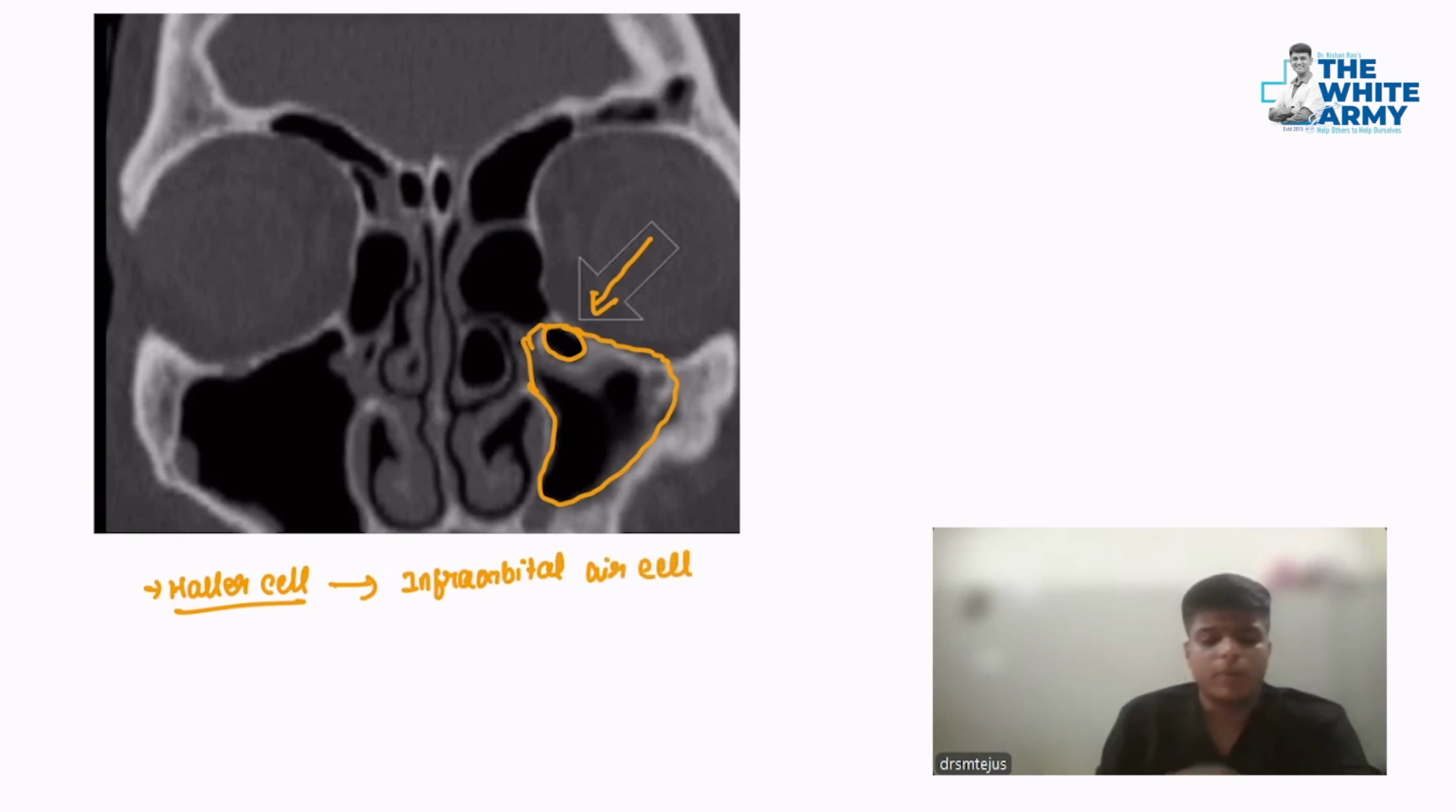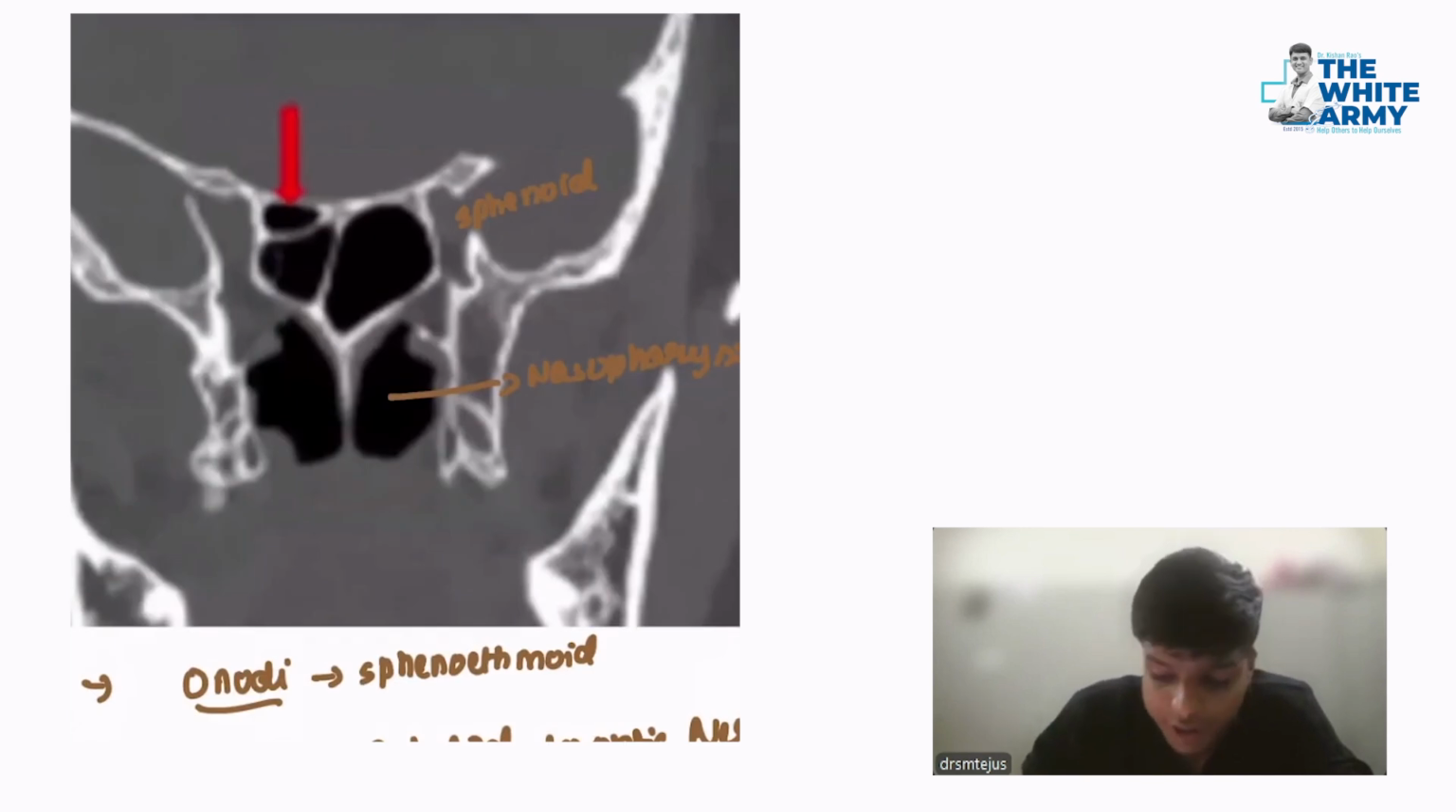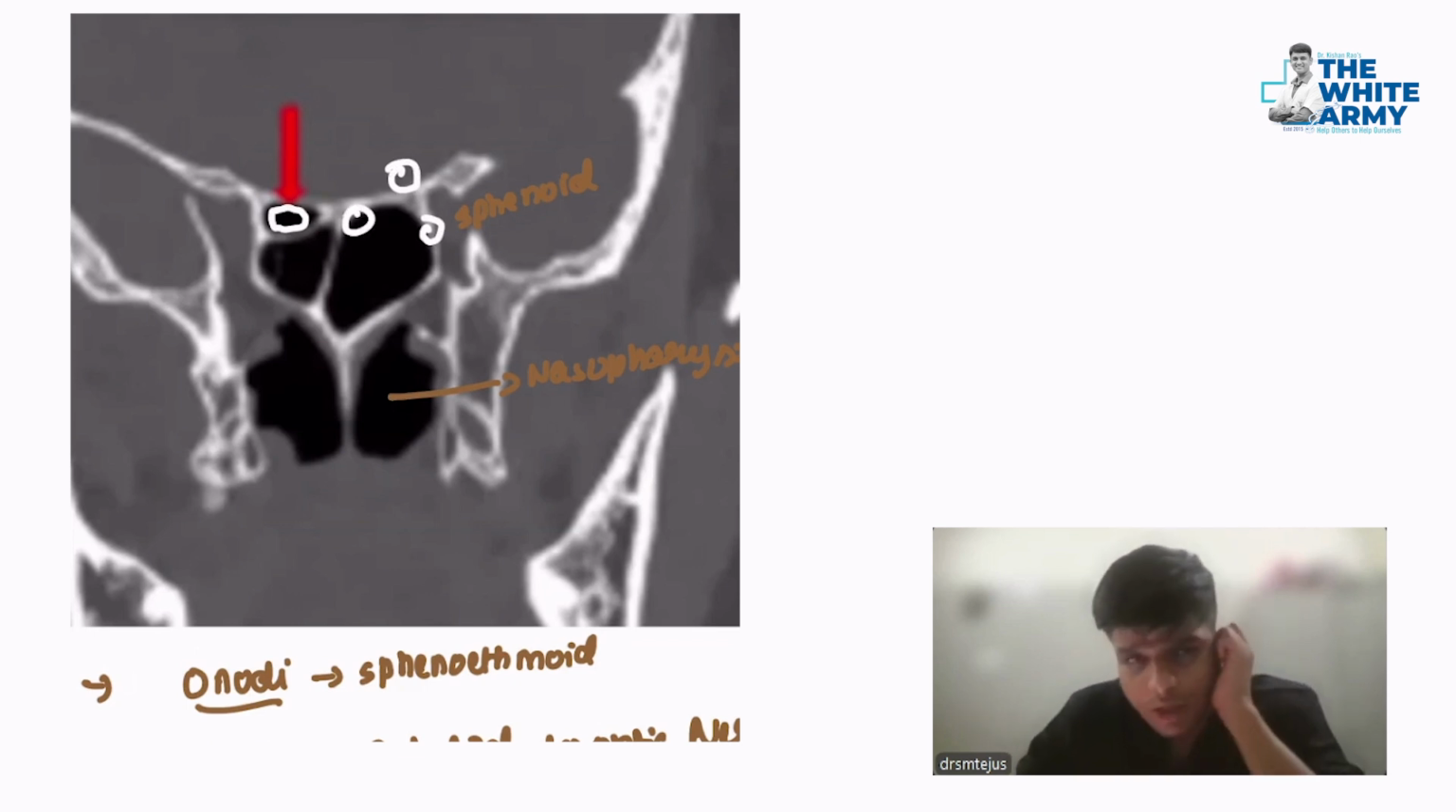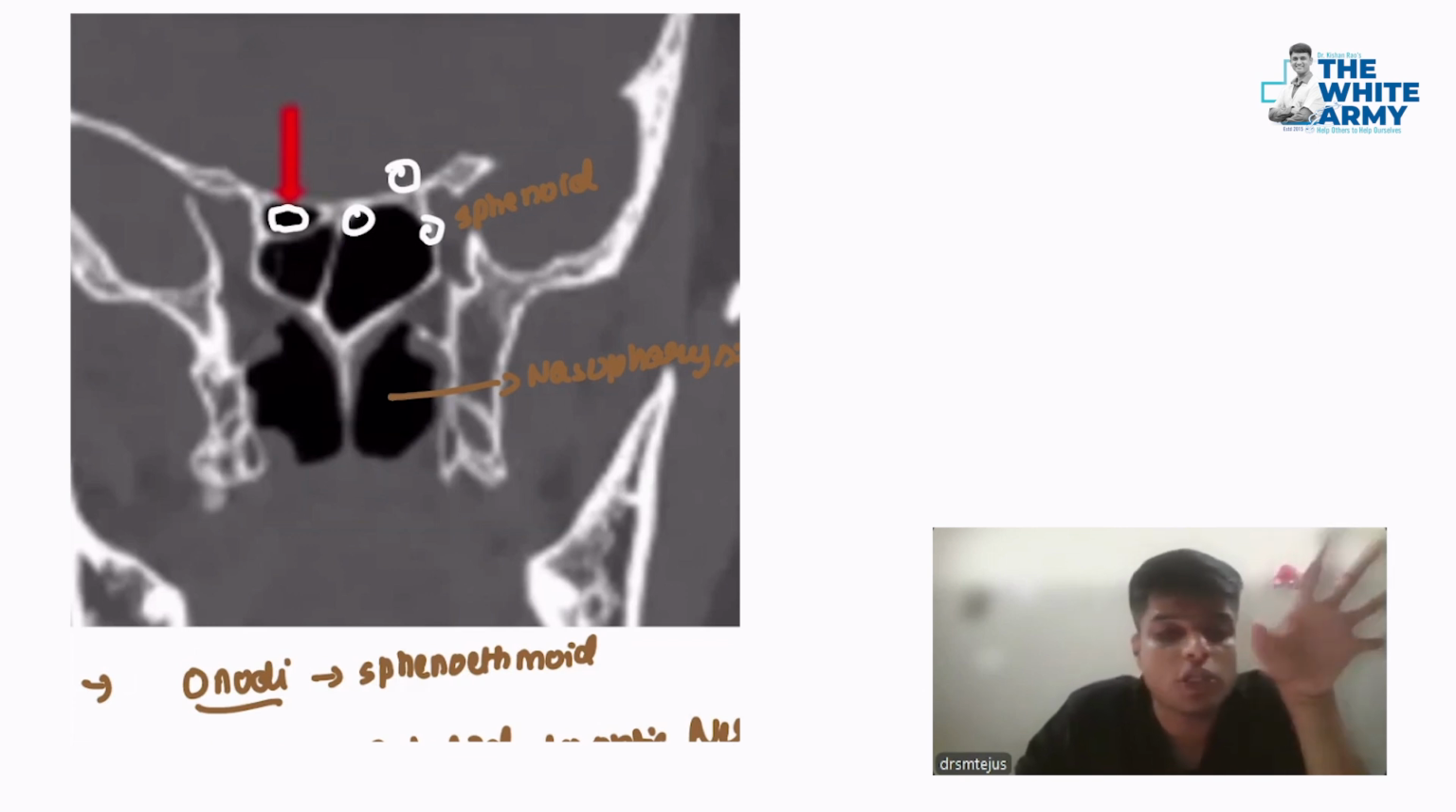One more thing we need to know is that when we're talking about this air cell, like I already told you, it has a variable position. In this patient, this air cell is present here. In some other patient, if I take a CT scan, this air cell might be present here, or here, or here. These air cells don't have a specific location. It is an approximate region.